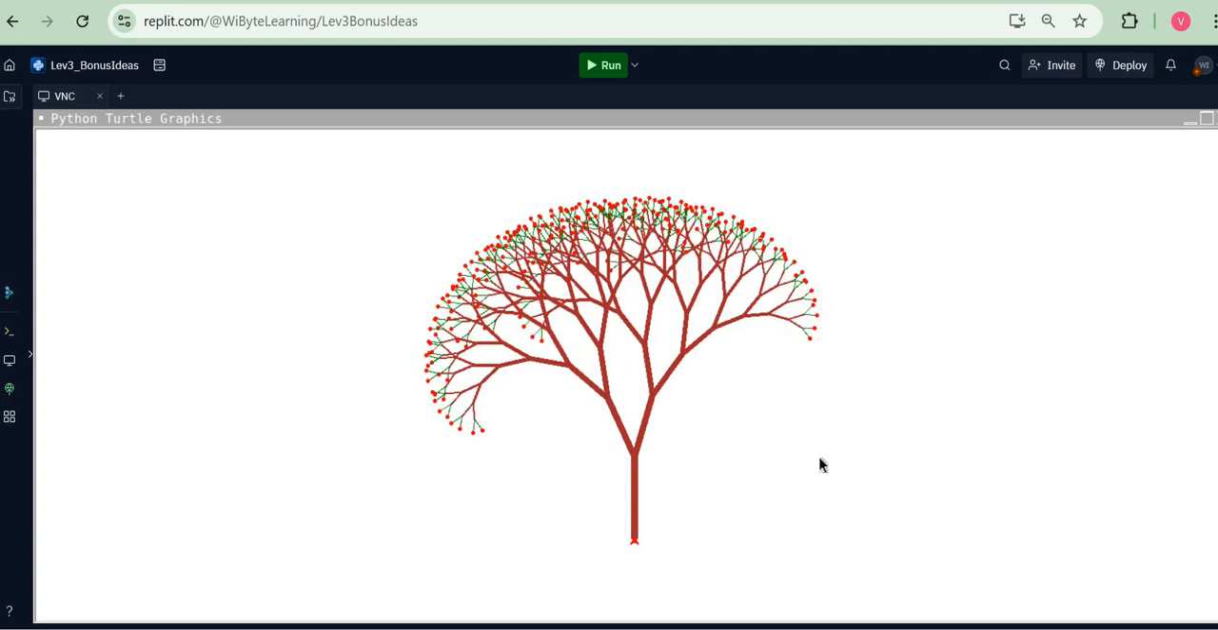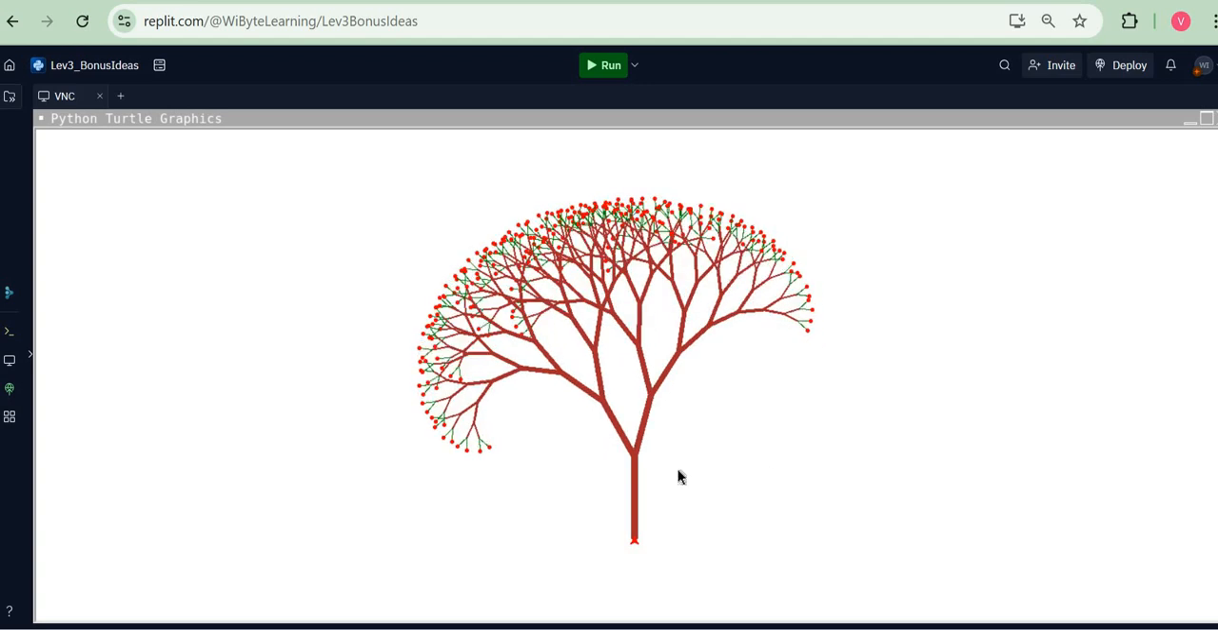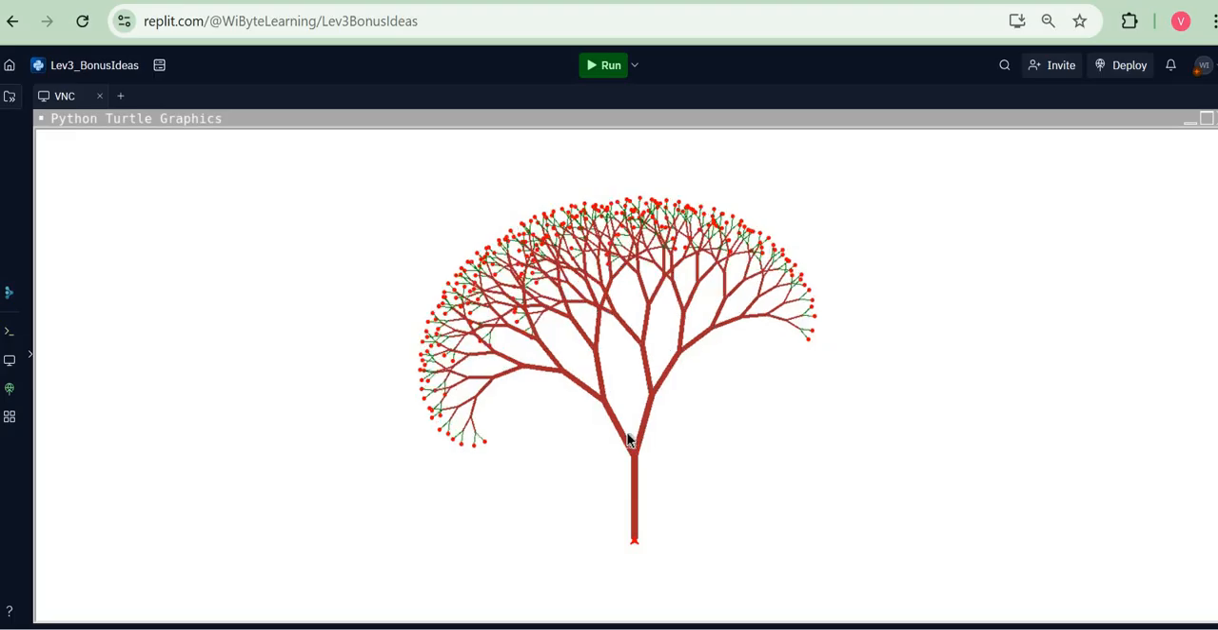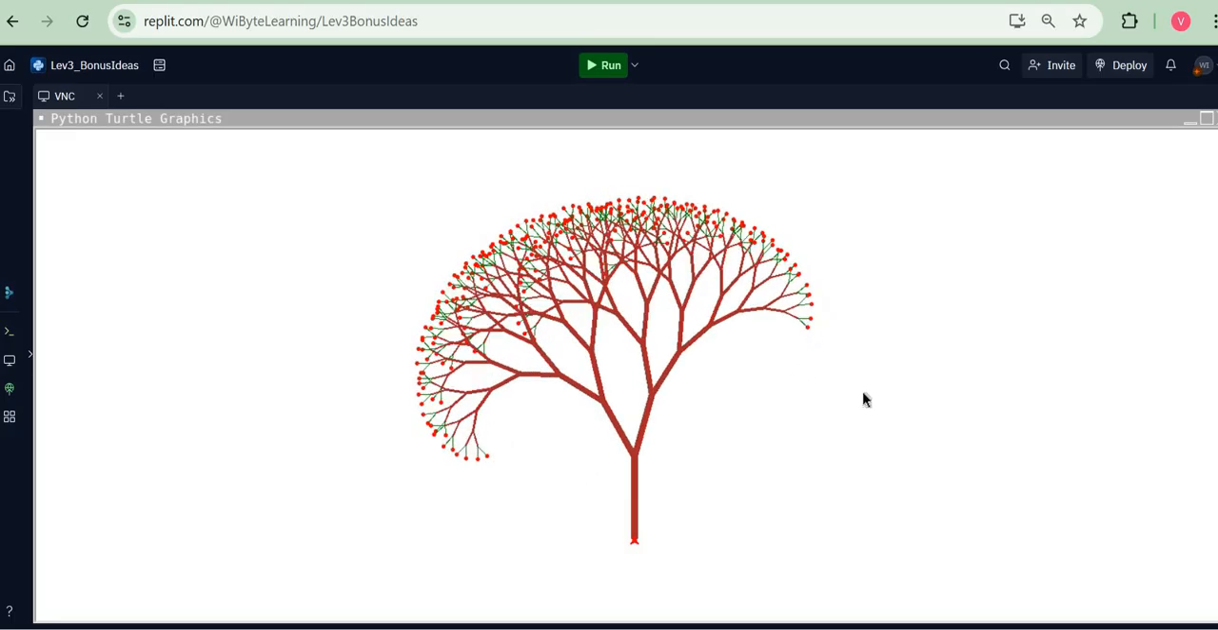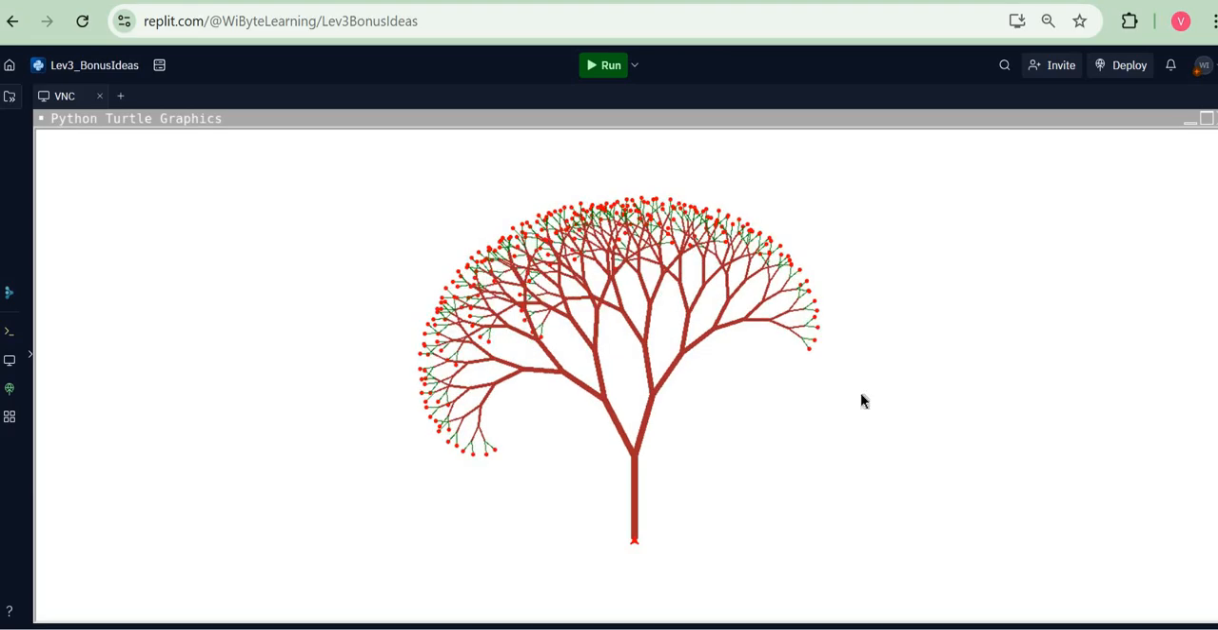It must indeed be quite windy out there because look at my tree. It looks like it's under the influence of the wind, moving around quite vigorously, as though there's a strong wind going across this.